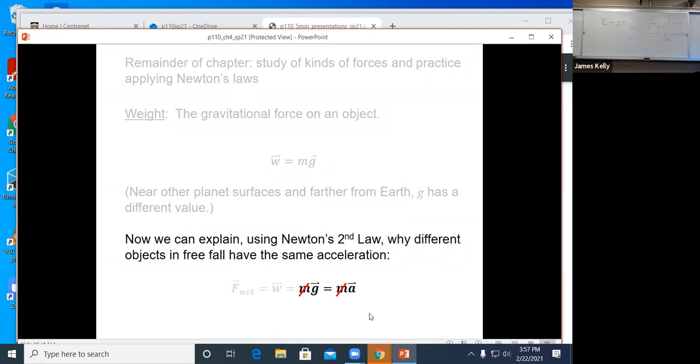If I focus on the last equality, there's an m in each case, and I can just divide both sides by m. And that means that the acceleration is going to be equal to little g, regardless of the mass of the object, because the mass canceled out. One way to think about it is, yes, the force is bigger on this from Earth, but it also has more inertia. That's what mass is.